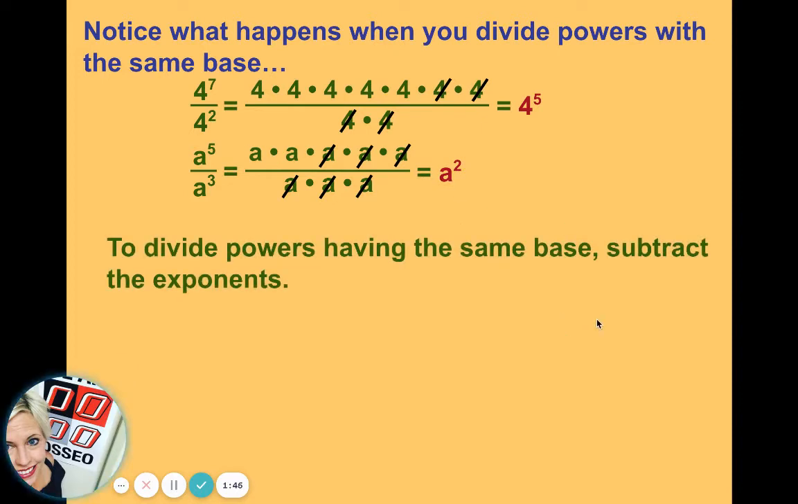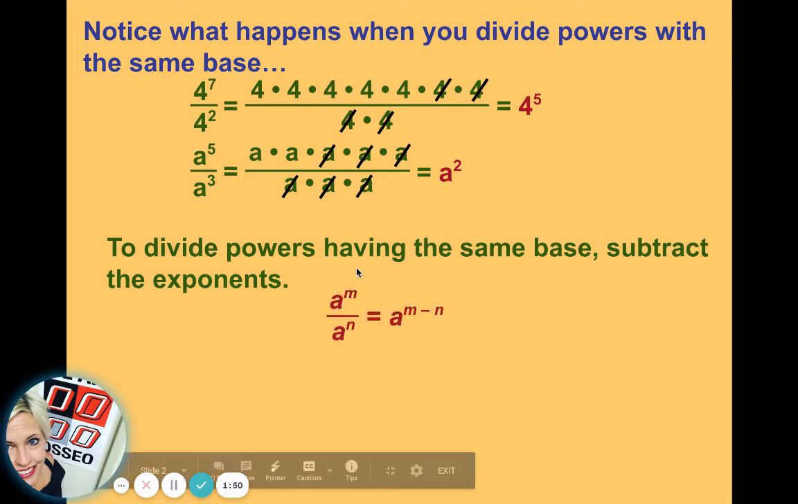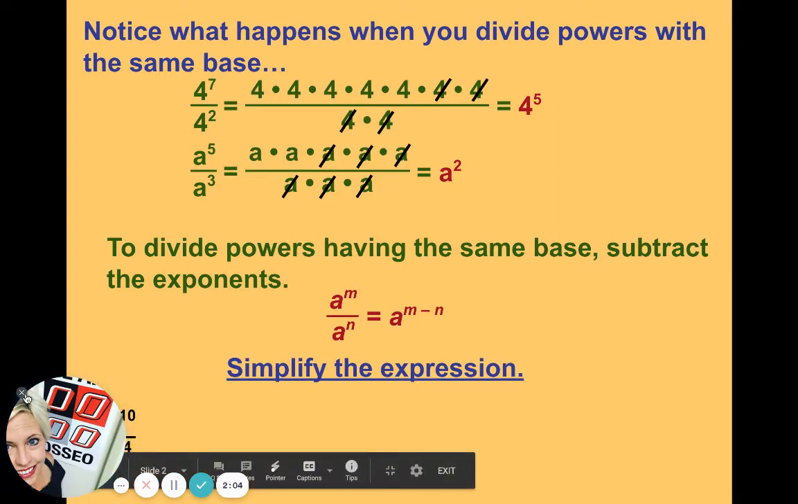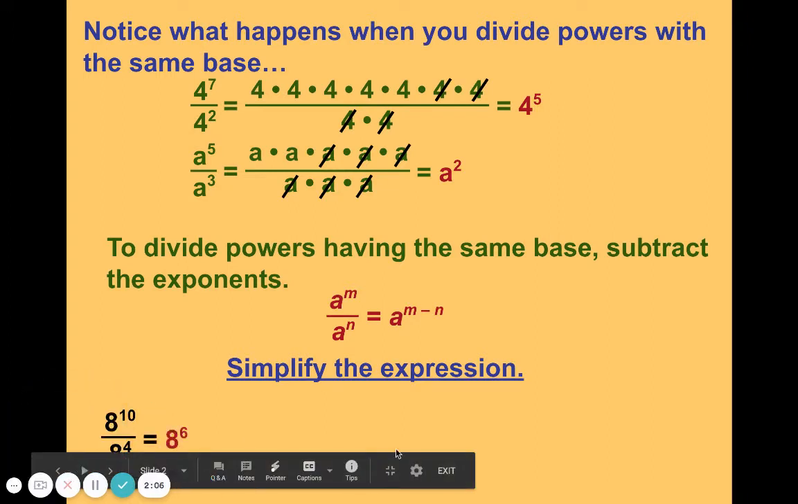To divide powers having the same base, subtract the exponents. That is the official rule. However, I like to look, where do I have more of a particular base, and then go from there. Simplify the expression. All right, so right now I have 8 to the power of 10 over 8 to the power of 4. Well, where do I have more 8s? I have 6 more on top.